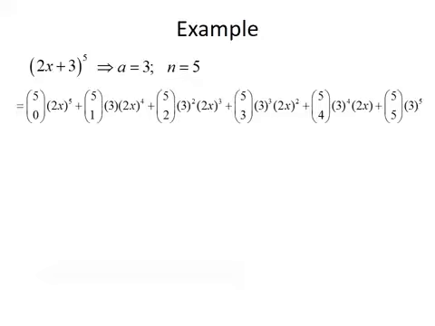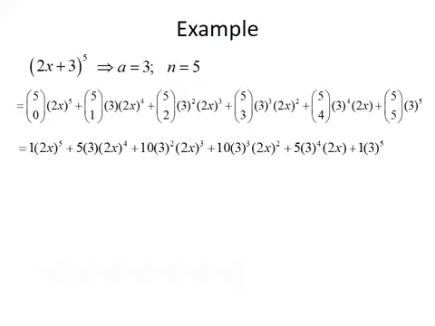So if we use the formula for the binomial expansion, we'll get 5 choose 0 times 2x to the 5th, plus 5 choose 1 times 3 times 2x to the 4th, plus 5 choose 2 times 3 squared times 2x cubed, plus 5 choose 3 times 3 cubed times 2x squared, plus 5 choose 4 times 3 to the 4th times 2x, plus 5 choose 5 times 3 to the 5th.